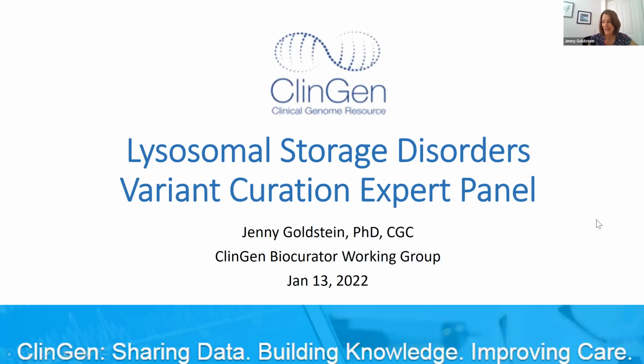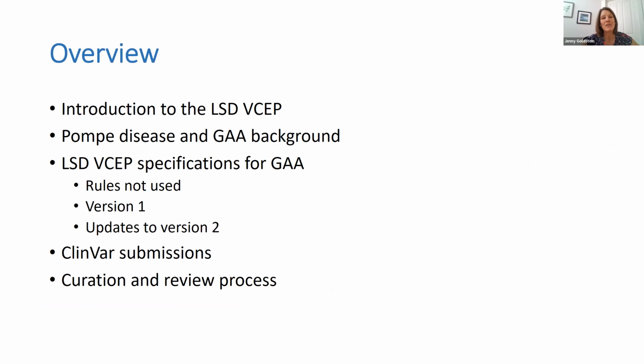Okay. So just a quick overview of what we'll be talking about today. So an introduction to our VCEP, some background on Pompe disease and the GAA gene, which is what I'll be focusing on this time. And then going through some of our specifications. I'm not going to talk about every single one, but more of the codes that we've had some issues with, or just some more interesting discussion around. And then briefly just reviewing our ClinVar submissions thus far and our curation and review process.